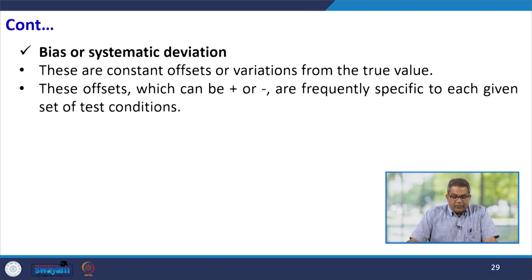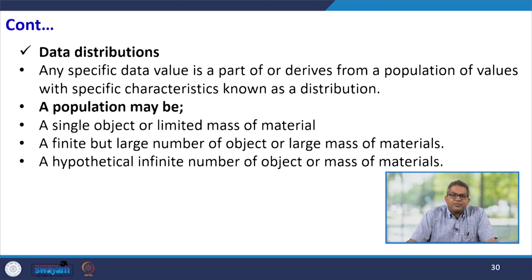Bias or systematic deviation. Now, these are constant offsets of variation from true value. Now, these offsets, which can be positive or negative, are frequently specific to each given set of test conditions.